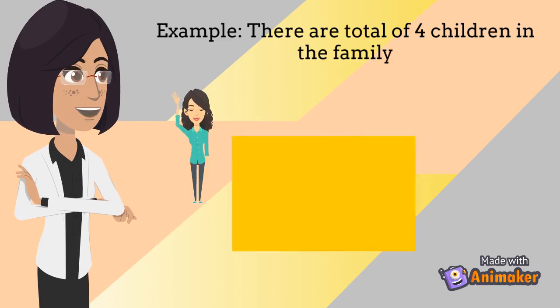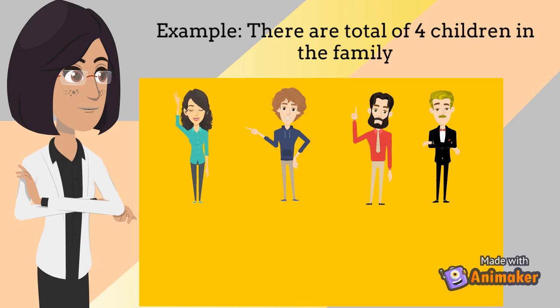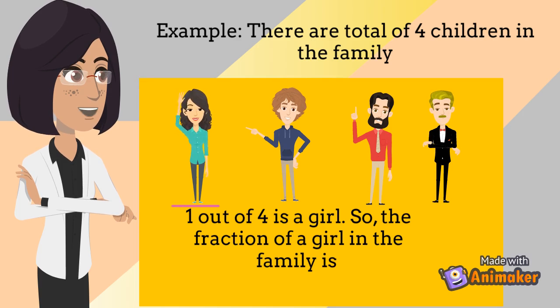Example, there are a total of 4 children in the family. 1 out of 4 is a girl. So the fraction of girls in the family is 1 over 4, or we should say 1/4.